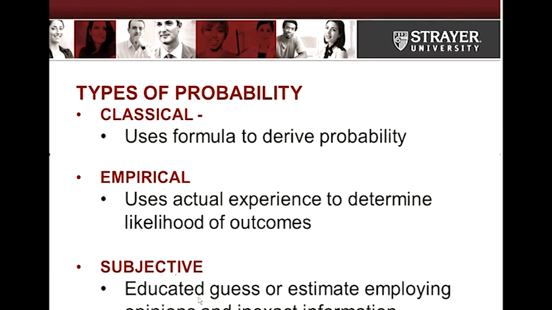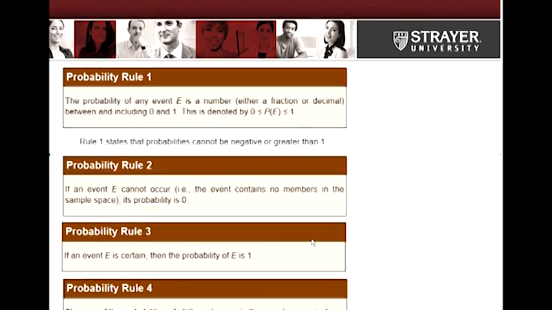Subjective probability is just an educated guess. It's an estimate where you just employ opinions and inexact information. In general, we don't really bother with subjective probability very much, because the sorts of things that we want to do are real heavy on calculations, and we'll want to stick with classical or empirical. Well, we got some rules we got to learn.